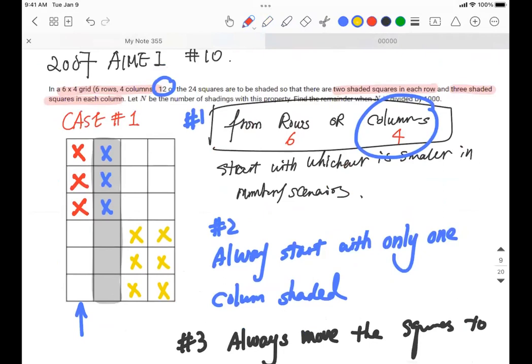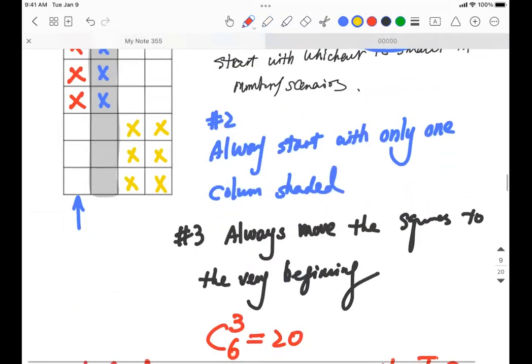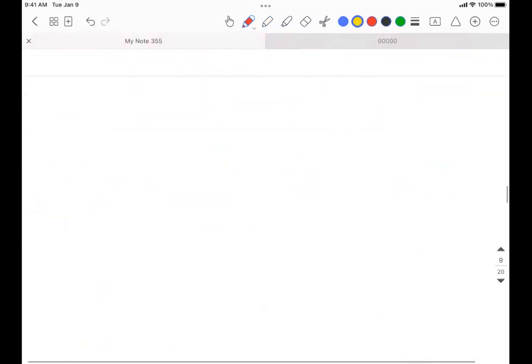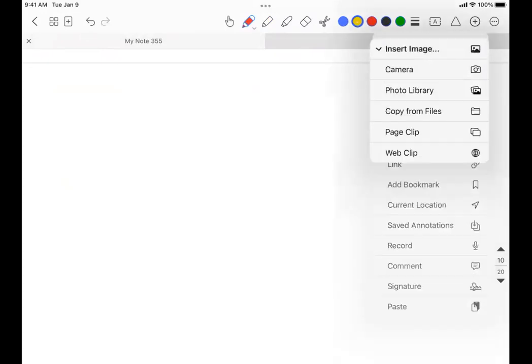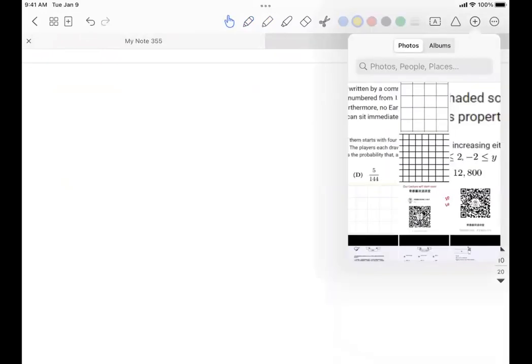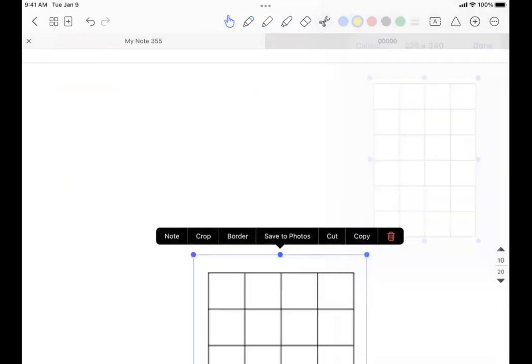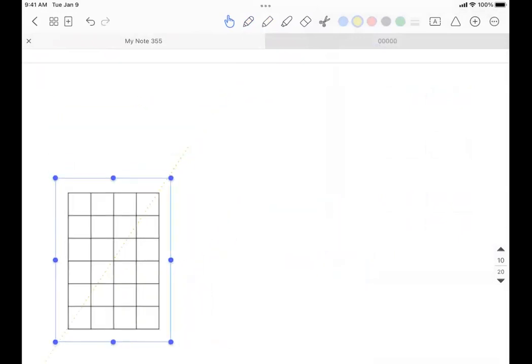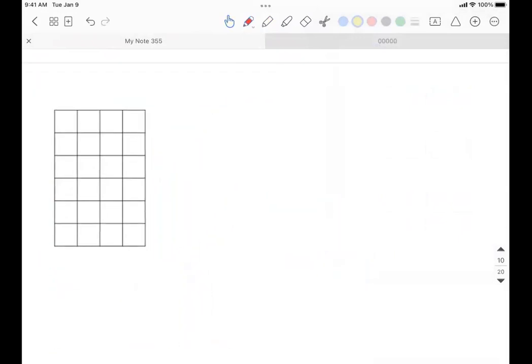If my second column is exactly the same as my first column, there's only one option for me to make all those arrangements. Okay, understandable. Then what about if my second column is not exactly the same as my first column?